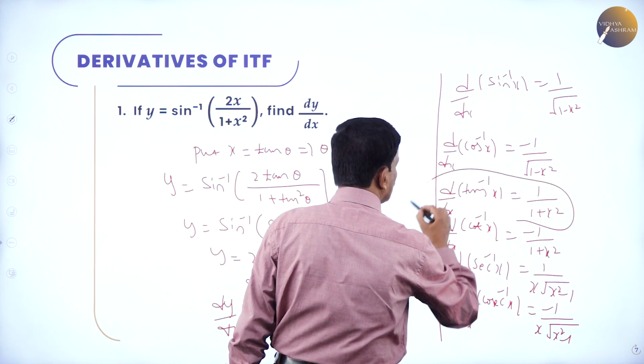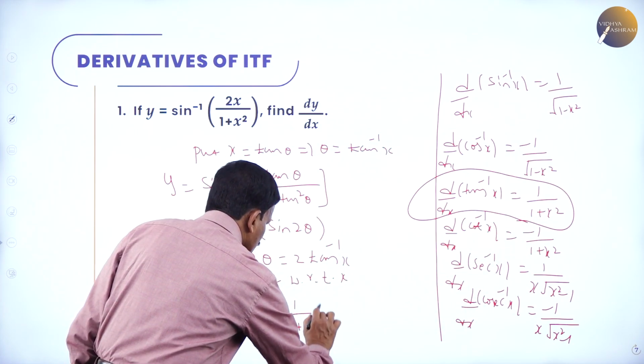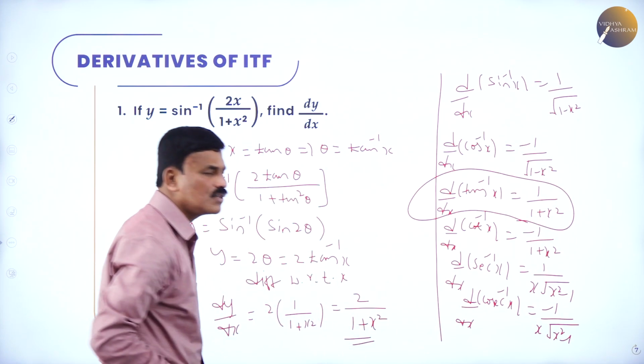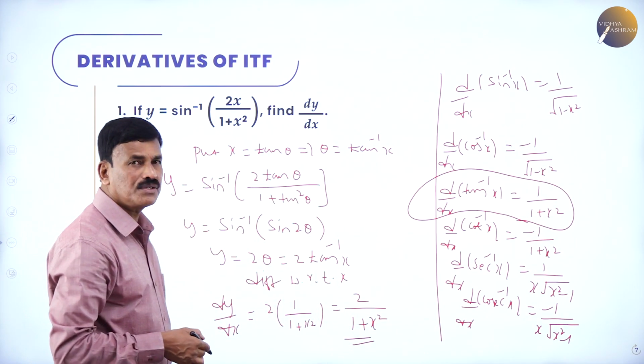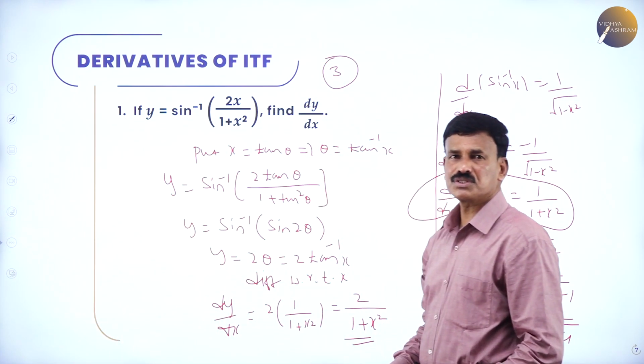What is the derivative of tan inverse x? 1 by 1 plus x square. So, therefore, this is equal to 2 divided by 1 plus x square, which is the required answer. Very important for 3 marks. You may expect this type of question for a 3 marks question, right?